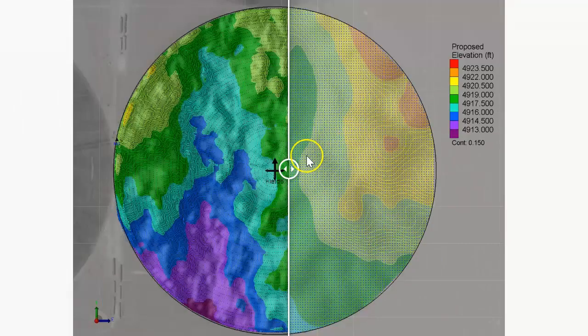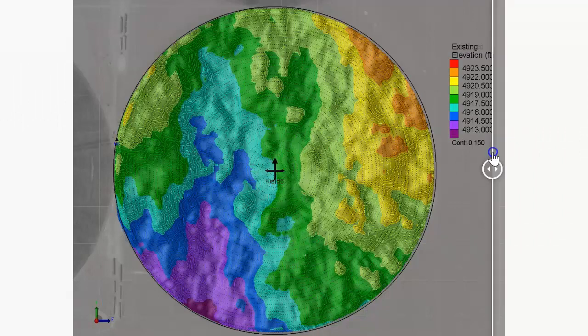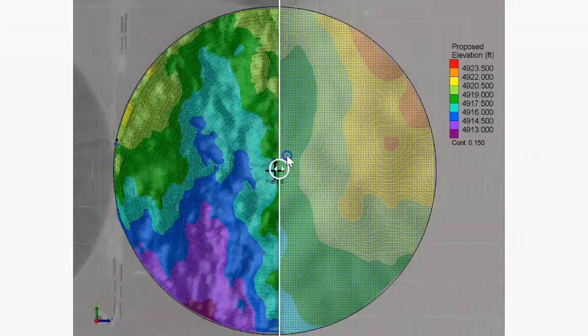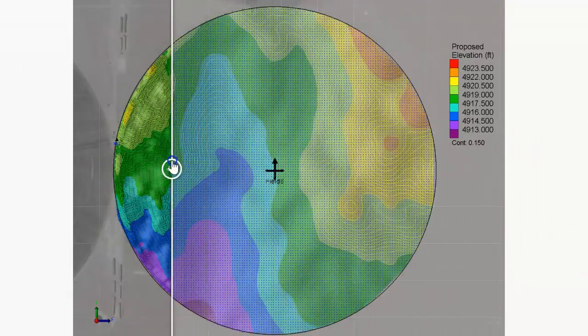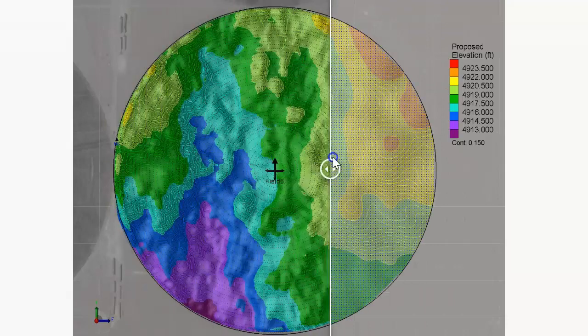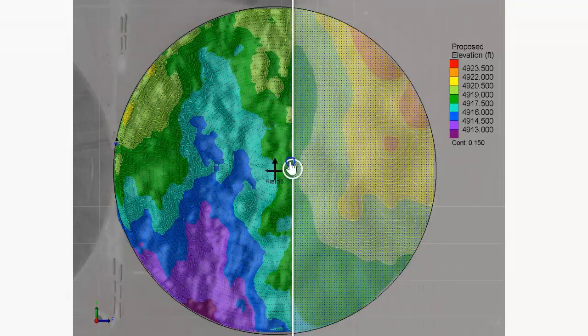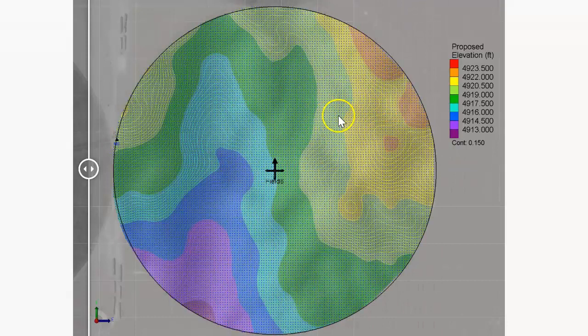So this is the proposed surface. That's the existing, and then this is the proposed. You can see how it's changed. The contours have become more uniform, and you can see each one of these grid points, which is about 30 foot apart. The elevation of those is optimized to our requirements.